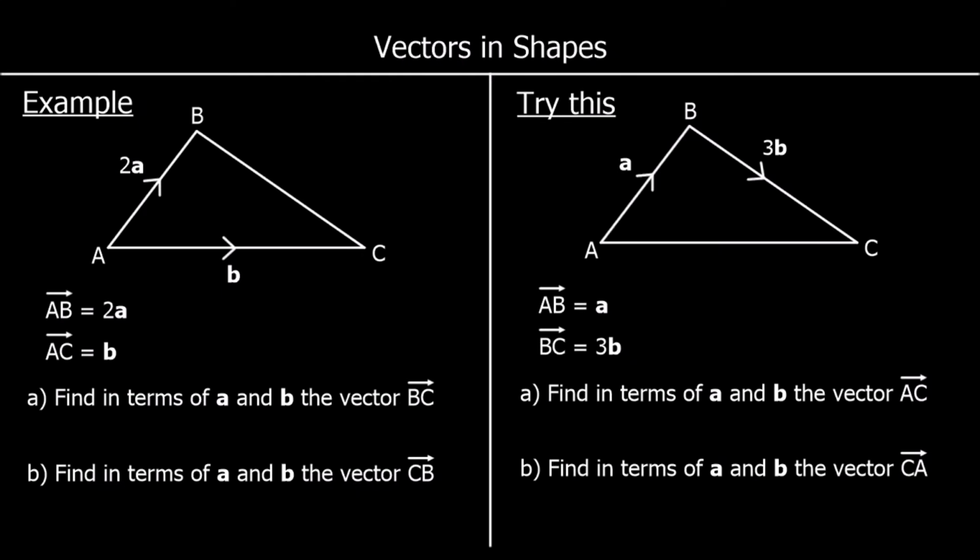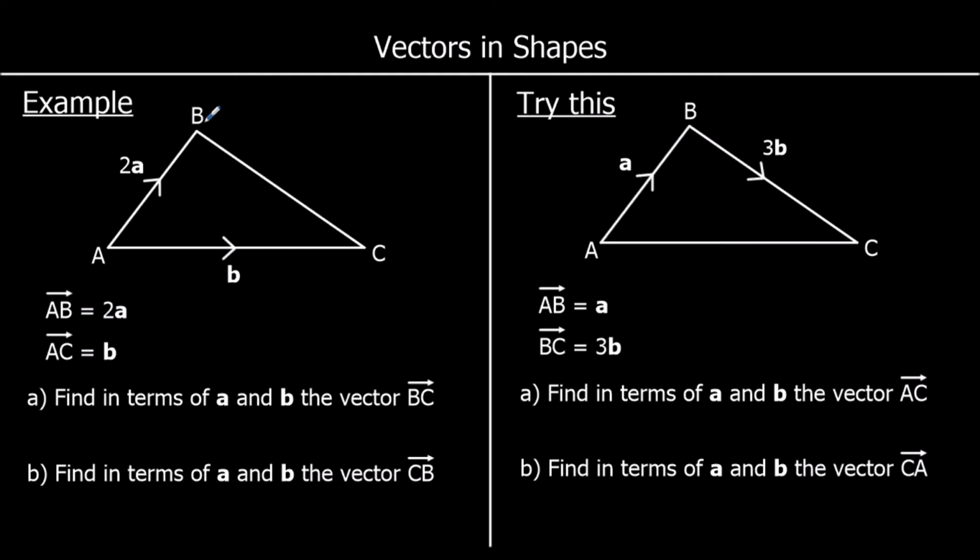Here we have a triangle, and we are told that the movement from A to B, the vector A to B, is called 2a, and the movement from A to C, the vector A to C, is called b. The first question says find in terms of a and b the vector B to C.